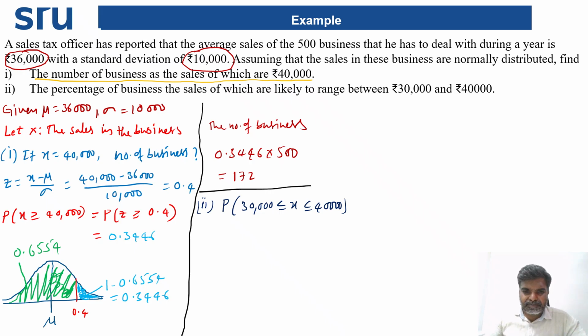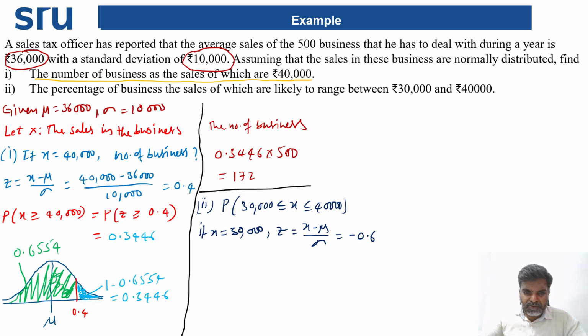Okay. Already you know, we convert these two X values into standard Z. When X equal to 40,000, already we have Z equal to 0.4. Now we find the Z value for 30,000. So if X equal to 30,000, what is Z? Z equal to, again you have to use the same formula, X minus mu by sigma. By substituting all these values, you will get here minus 0.6.